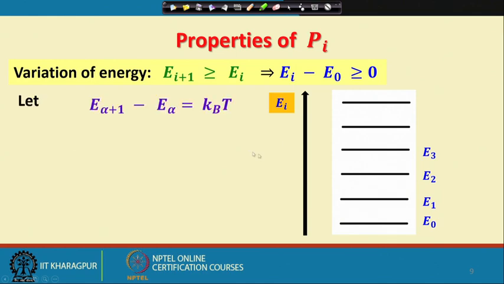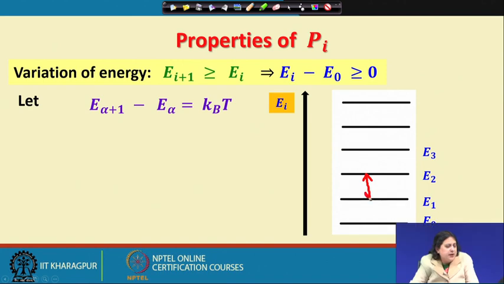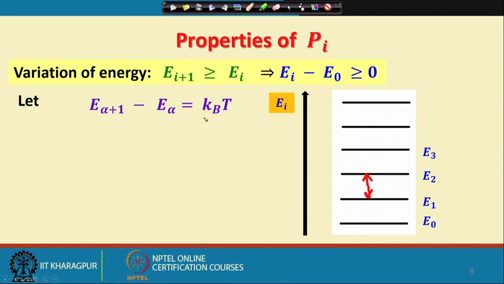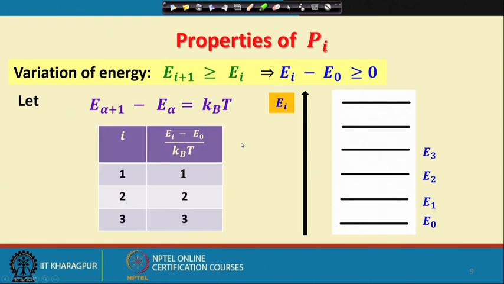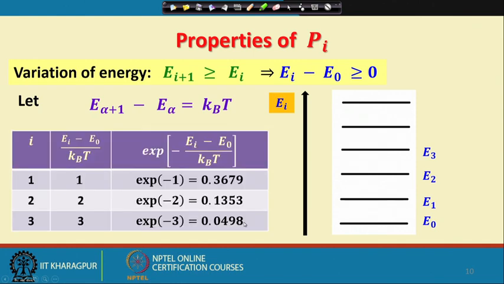Now, for the sake of simplicity, let me assume that the difference in the energy levels, this gap, is uniform for all the energy states, and this is equal to kT. Once we do that, then it is possible for us to have a simpler expression for this quantity (E_i minus E_0) by kT. So, if I go from i equal to 1, 2 to 3, this quantity (E_i minus E_0) by kT also increases as 1, 2 and 3. And correspondingly, if I look at this quantity which controls the probability P_i, that now is a number less than 1.